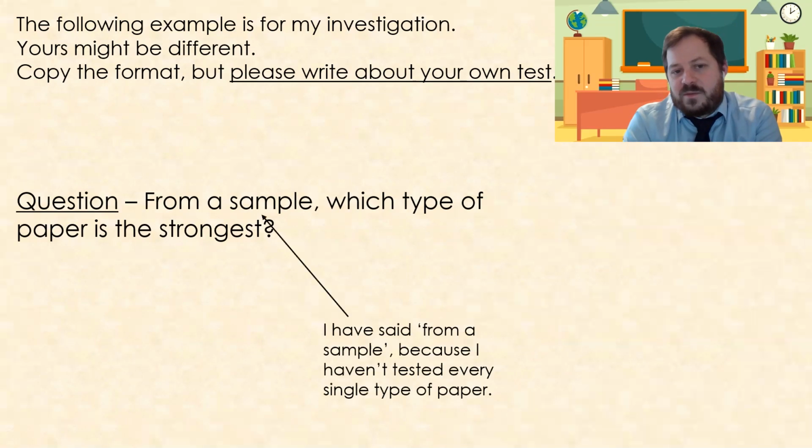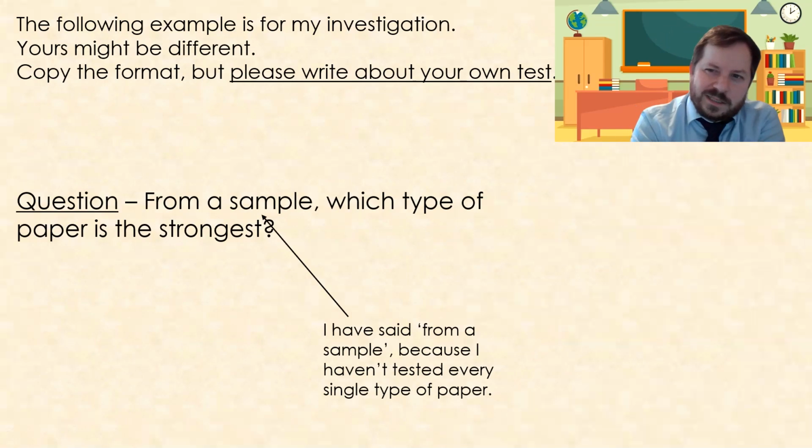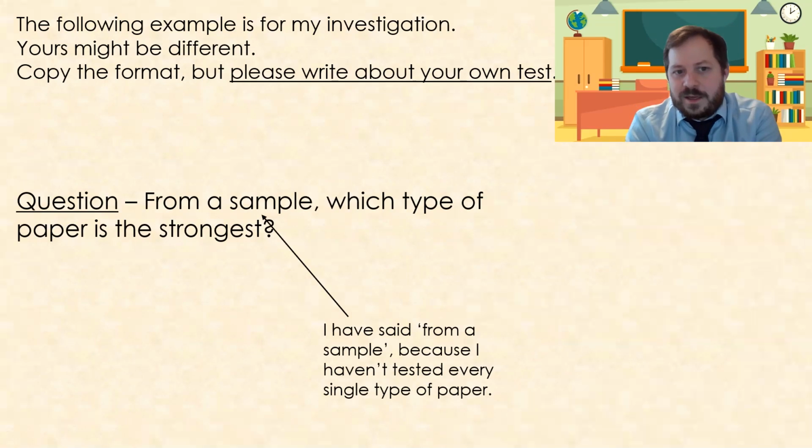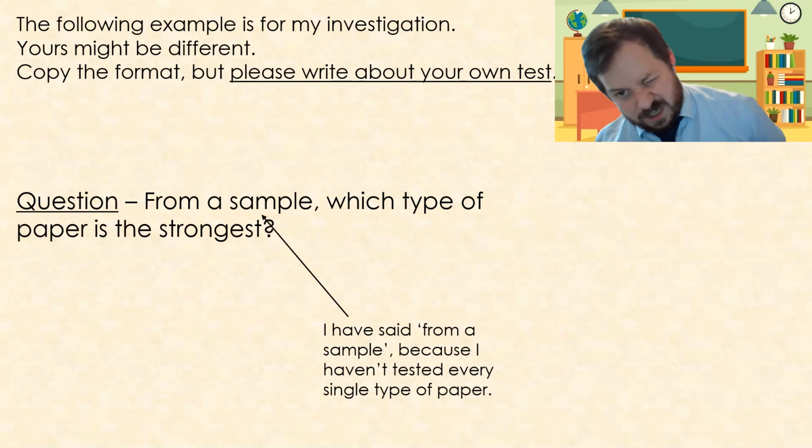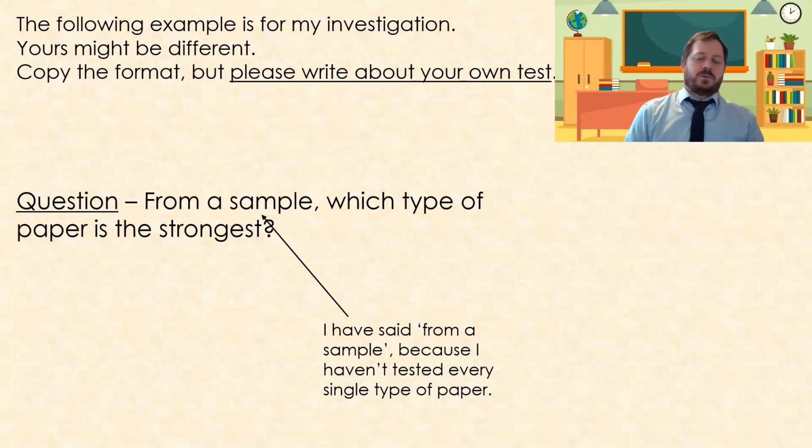Now we have to say from a sample because I don't have every single paper type there is. So I can only say it's from the select sample that I have. And that's why the question has to be phrased quite particularly, in order for you to know that it's not every single type of paper. You haven't gone out, bought all the different types of paper there is, there are quite a few, and tested every single one. What you've done is test from a select sample.